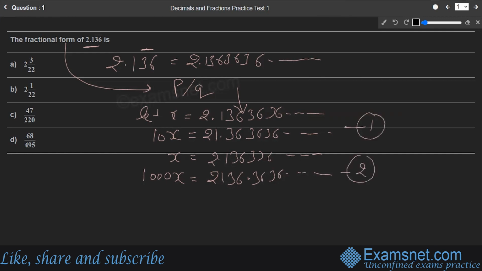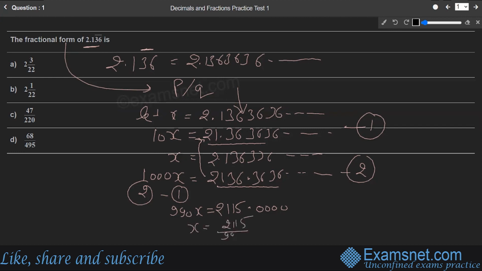If I subtract 2 from 1, what do I achieve? 1000x minus 10x is obviously going to be 990x, is equal to 2136.3636 minus 21.36. So clearly the decimal part becomes 0. And what happens on the right hand side? 2136 minus 21 is going to be 2115. Now x can be clearly stated as 2115 over 990.